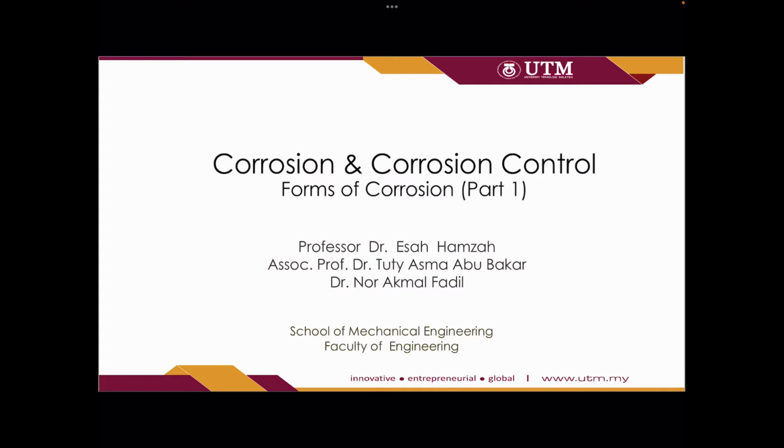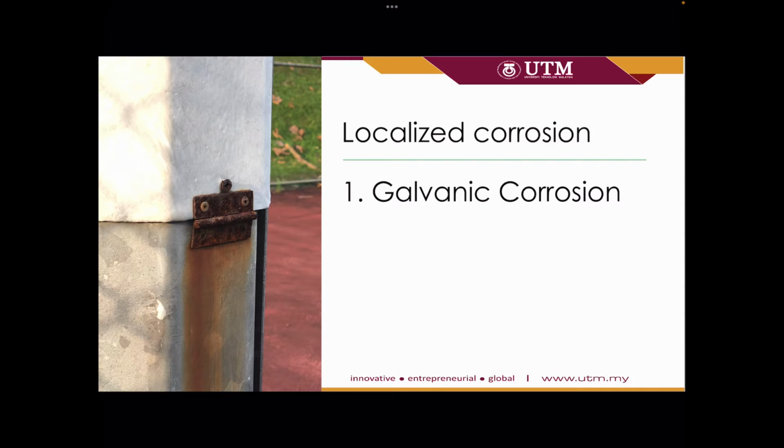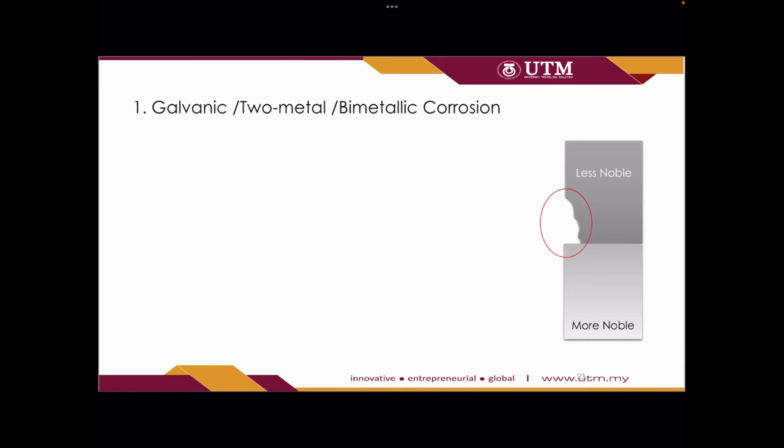Today we will continue on the topic forms of corrosion, and for today's topic we are going to talk about galvanic corrosion, which is one of the localized corrosion. So what is galvanic, or sometimes we call it two-metal or bimetallic corrosion?